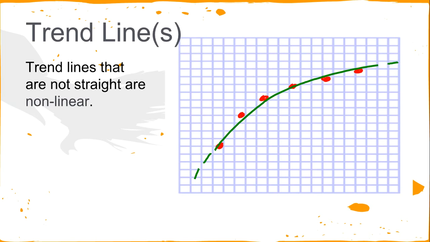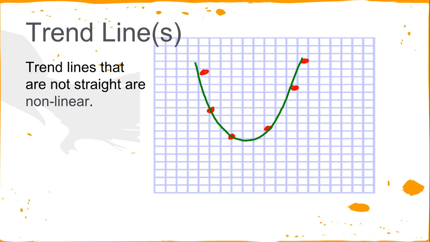The other type of trend line you can make is called a nonlinear trend line. Nonlinear means non-straight, and this is where your data looks like it kind of goes in a curve. You'll do this one freehand, no straight edge or ruler required. Again, if you touch the points, that's great. If you don't touch the points, that's fine as well. Another example of a nonlinear trend line.